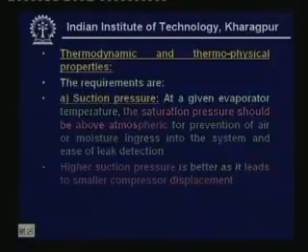Also we know that when the suction pressure is high at a given temperature, then the density will be high or the specific volume will be low. That means for a given mass flow rate, the required size of the compressor will be small. For these reasons, the suction pressure should always be as high as possible. So this is the first requirement.